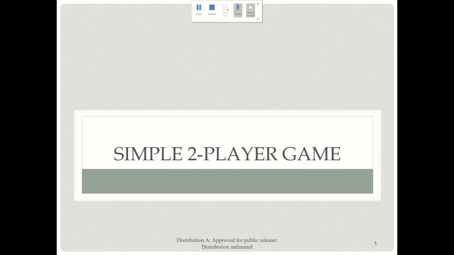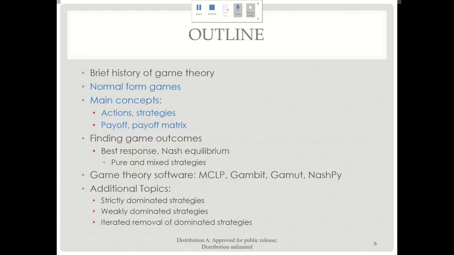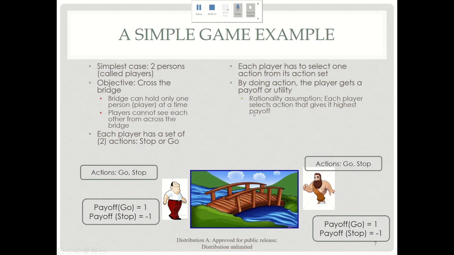We now start with the second part of our lecture on simple 2-player games. In this part, we will talk about normal form games and the main concepts inside games, namely action strategies and the payoff matrix. We start with a simple game. We have 2 persons, also called players. Their objective is to cross a bridge over a river. There are certain constraints in the game: the bridge can hold only 1 player or person at a time, and the players cannot see each other from across the bridge.